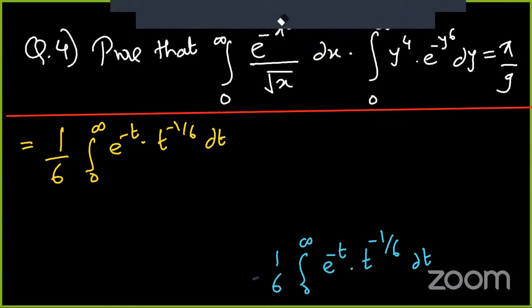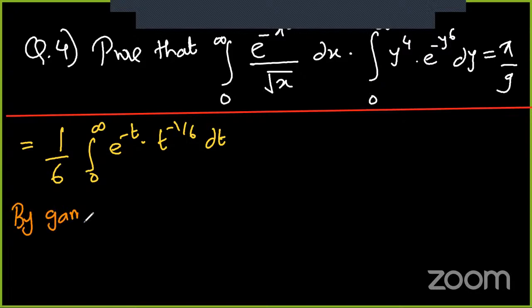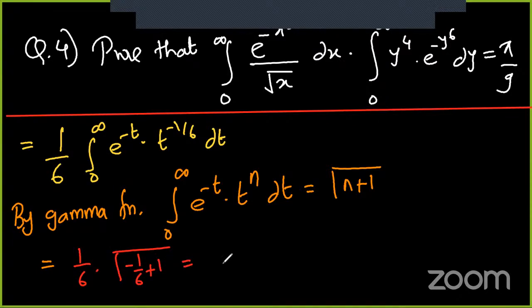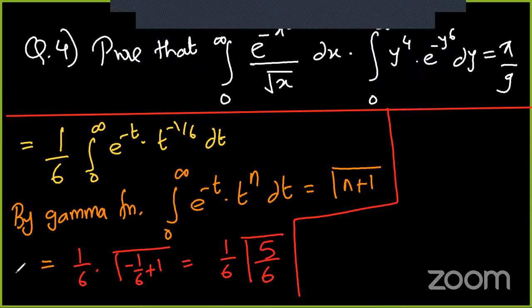What is the gamma function? So by gamma function, it is 0 to infinity e raised to minus t, t raised to n dt is gamma of n plus 1. So if I use this formula, the answer is 1 by 6 gamma of minus 1 by 6 plus 1. The answer is minus 1 by 6 plus 1, मतलब 6 by 6, and the answer is 5 by 6. ठीक है? This is the answer of I2. किसका आंसर है? I2 का.